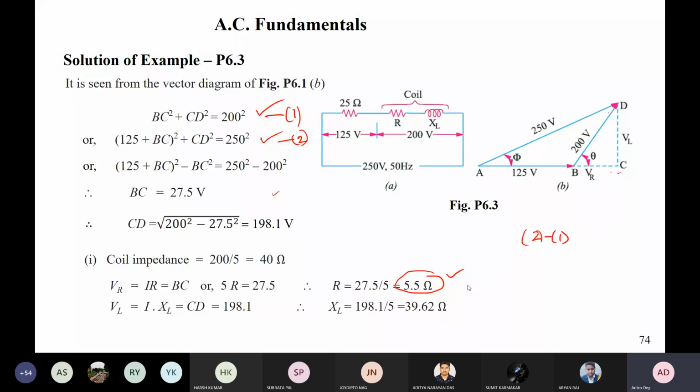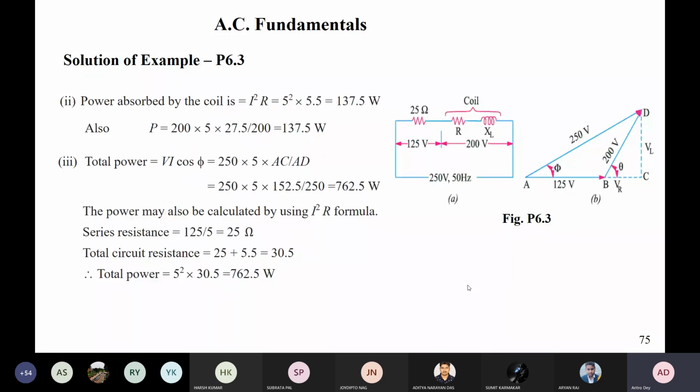So for this particular problem, first you have to draw the phasor diagram, otherwise it will be difficult for you to understand. Okay. So tell me whether it is clear to you, otherwise I'll repeat. Yes, sir, it's clear. Okay, so let us go to the next problem.